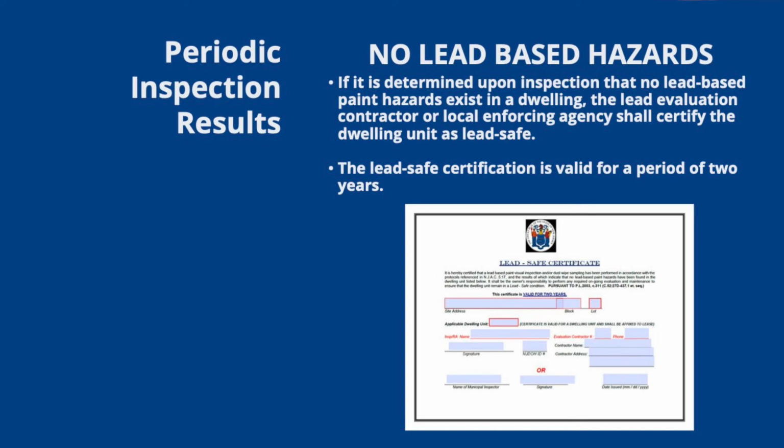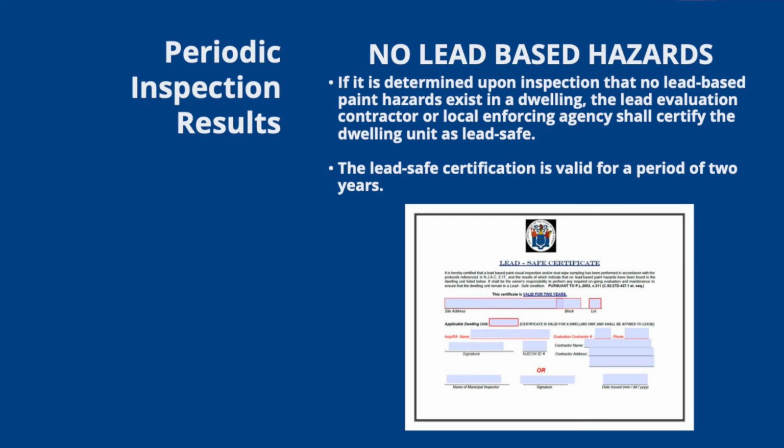Of course, we went through our inspections, we went through the fees, so we have the results of the inspection. And of course, the easiest of the results is that there will be no lead-based paint hazards. And if that's determined, then the contractor performing the inspection or the local enforcing agency will certify the dwelling as lead safe. And that is done through the issuance of this lead safe certification. It's valid for a period of 2 years. In a case where it's being performed by a lead evaluation contractor, both the owner and the municipality must receive the inspection results.